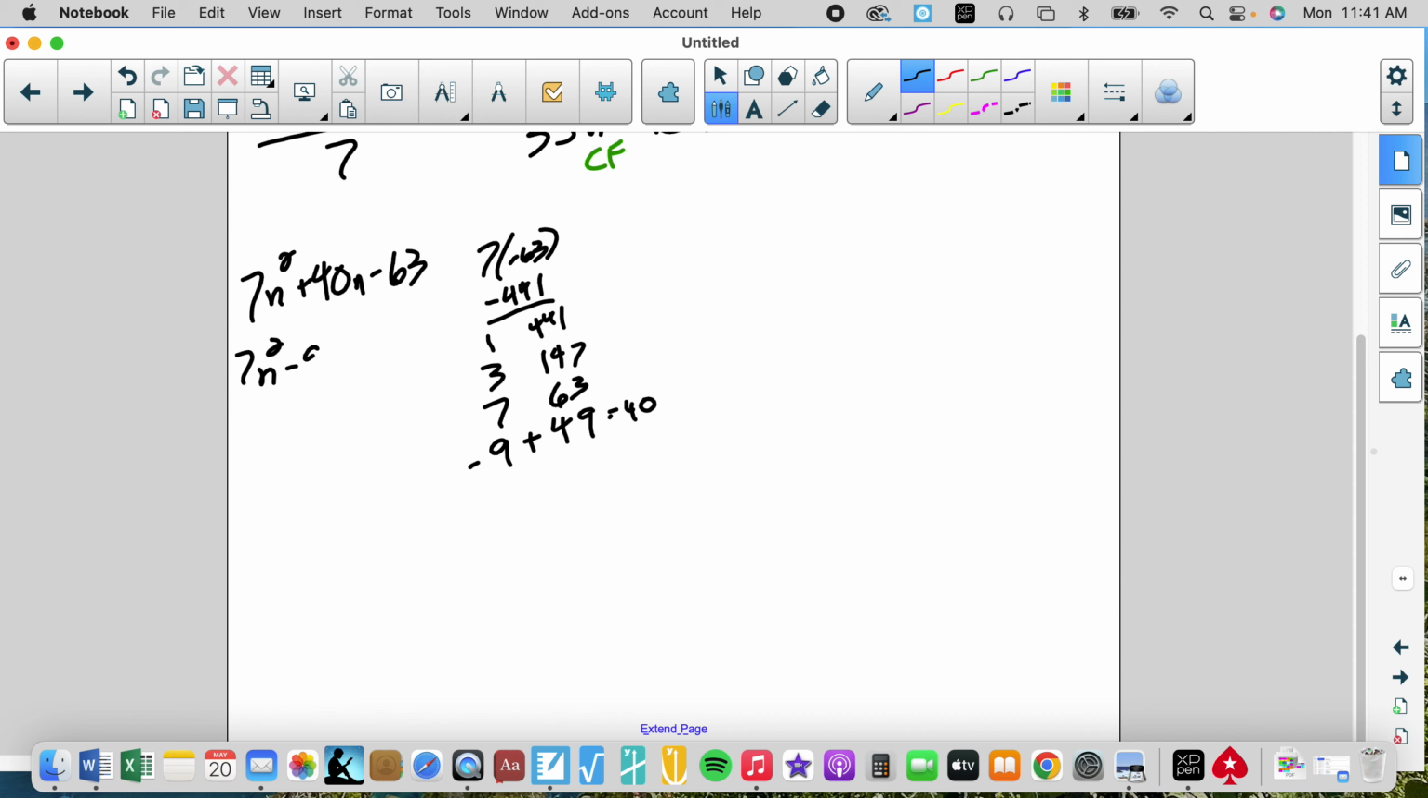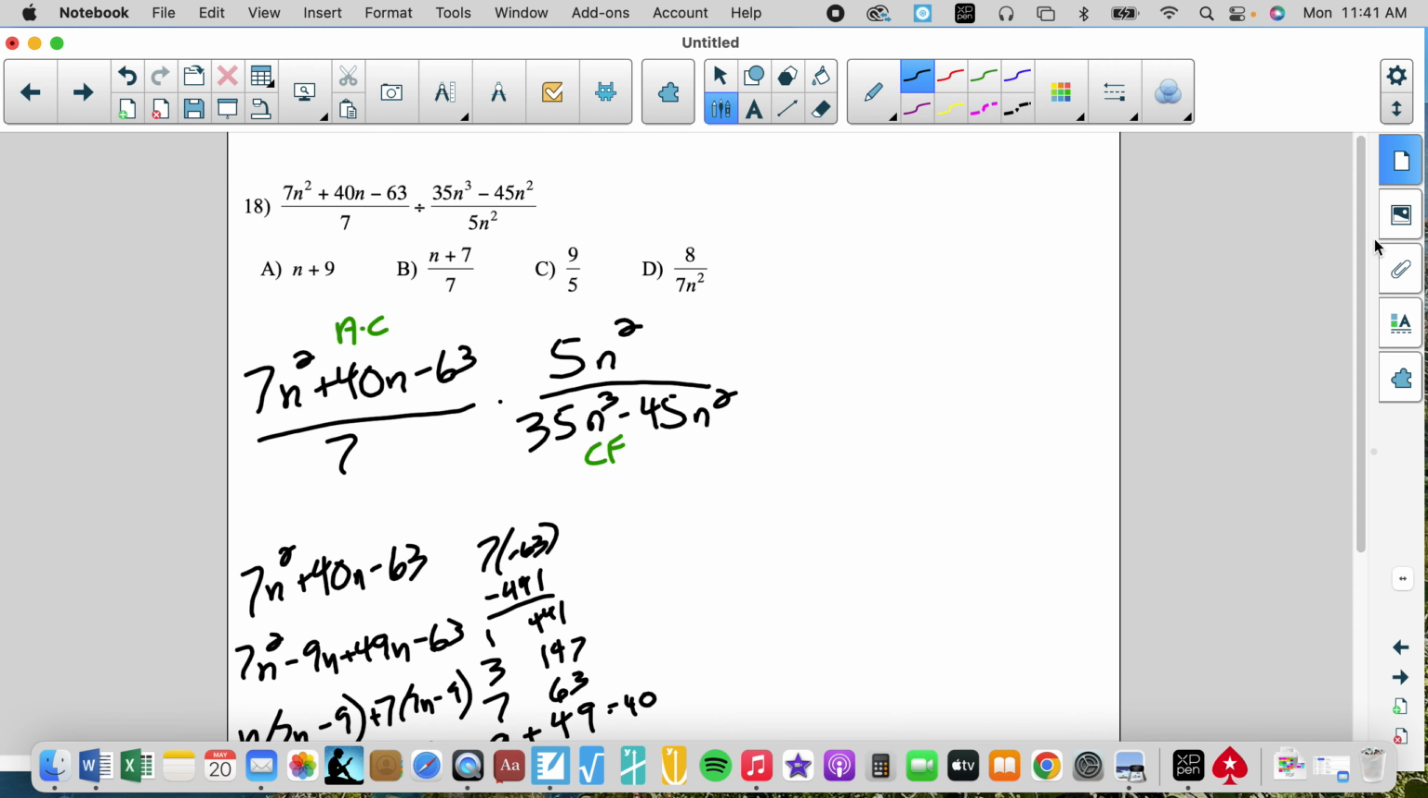7n squared minus 9n plus 49n minus 63. We'll factor out an n. You get 7n minus 9. We'll factor out a 7. That's 7n minus 9. So 7n minus 9, n plus 7. That wasn't too bad. Made that look easy. So that is 7n minus 9 and n plus 7 over 7.